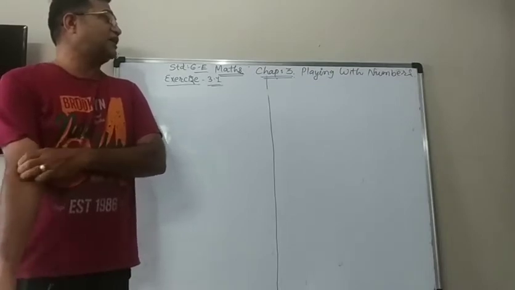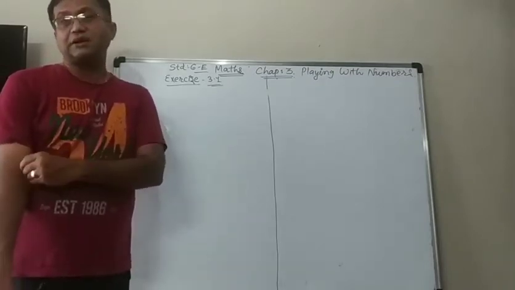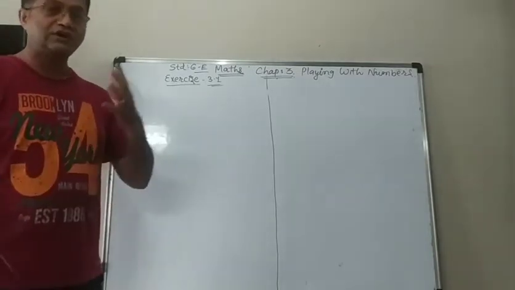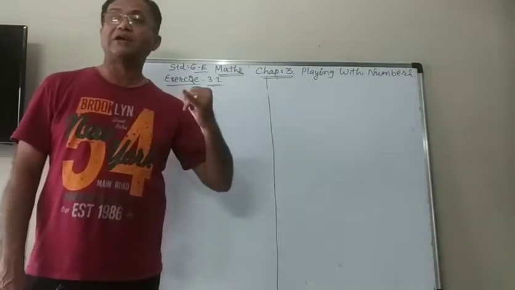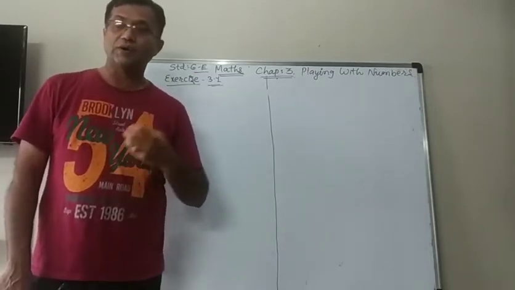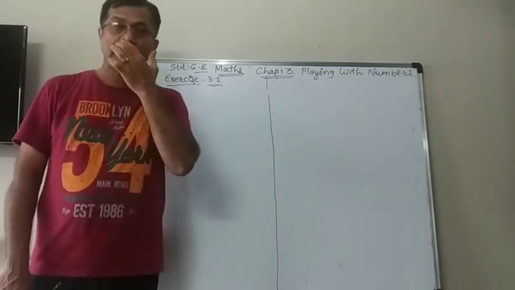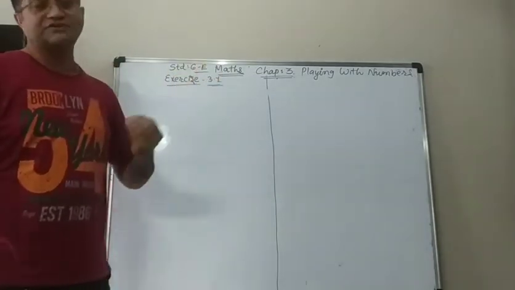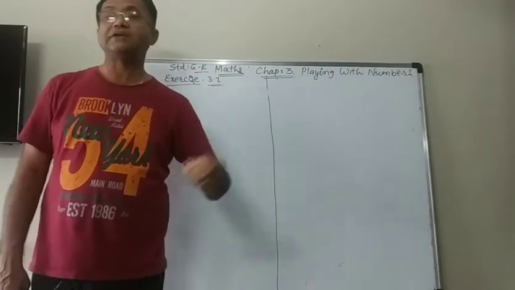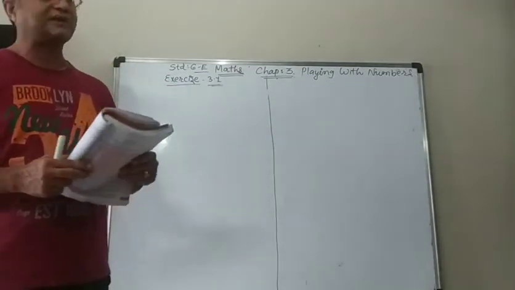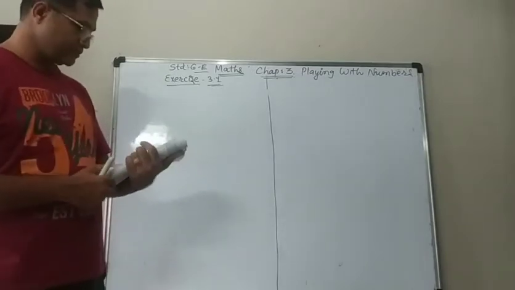Yesterday we started chapter number 3, playing with numbers, in which we learn what are the factors and what are the multiples of a given number, and some facts about the numbers like the factors and the multiples. Today we are going to start exercise 3.1.